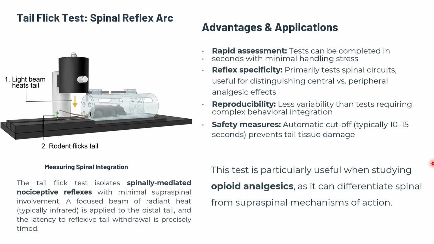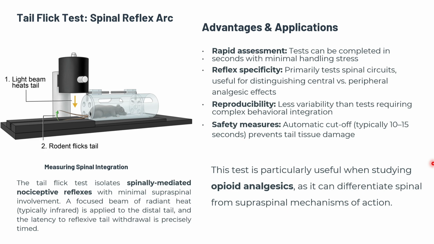Advantages and applications involved. First is rapid assessment. Tests can be completed in seconds with minimal handling stress. Second is reflex specificity. Primarily tests spinal circuits, useful for distinguishing central versus peripheral analgesic effects. The third is reproducibility. There's less variability than tests requiring complex behavioral integration. And the safety measures.